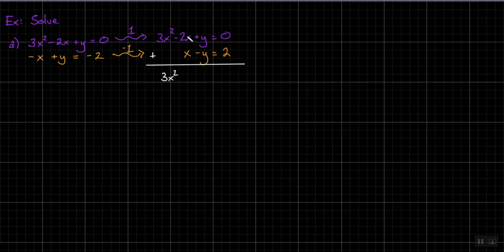Negative 2x plus x. y plus a negative y. I'm not even going to write it. And 0 plus 2. We now have a wonderful equation here. Okay, so what?